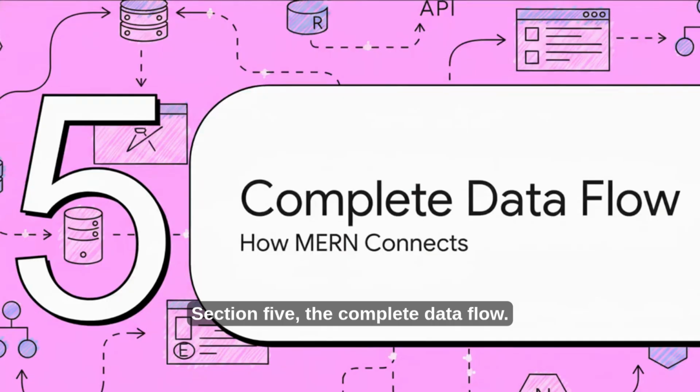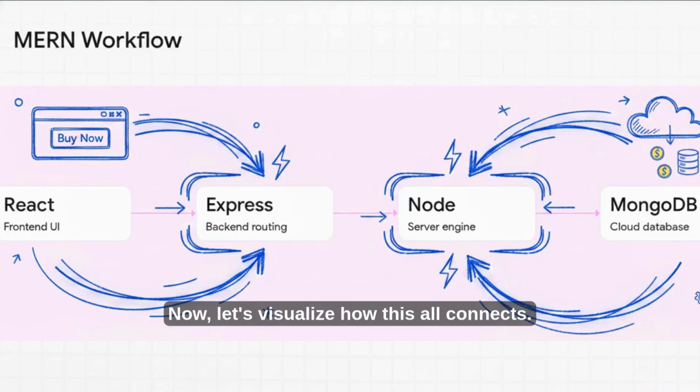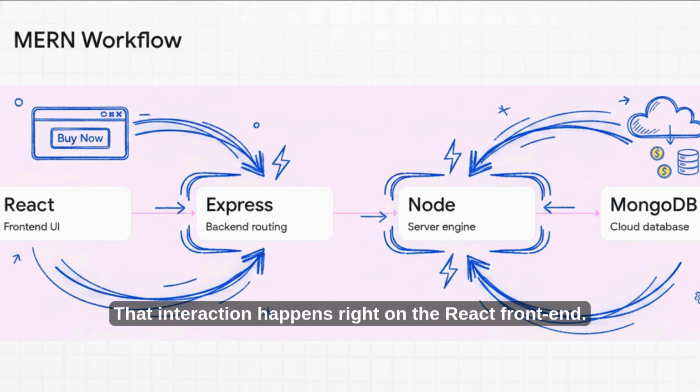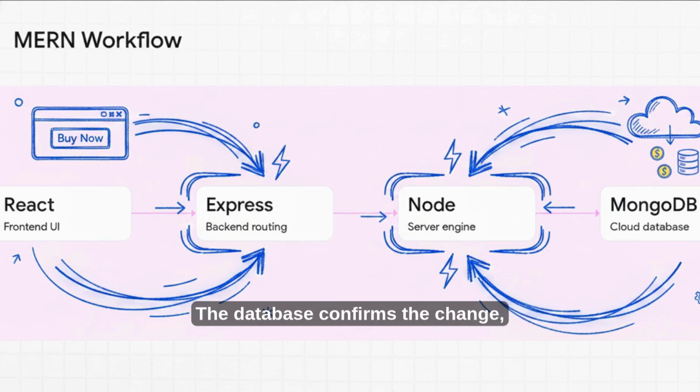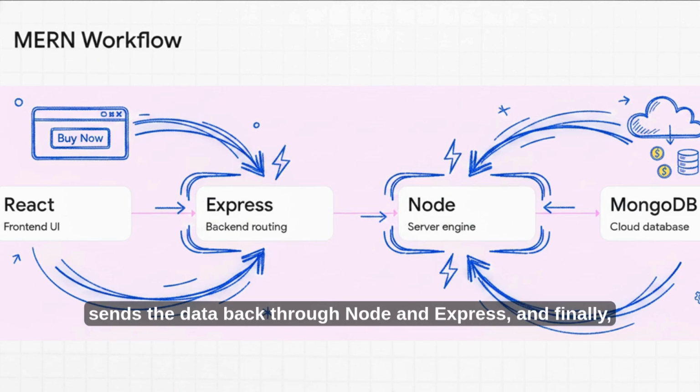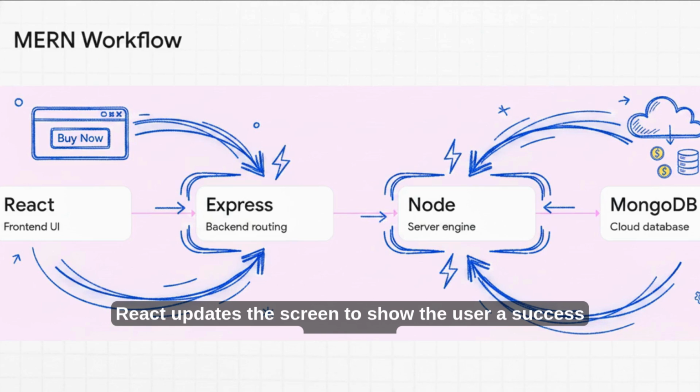Section 5, the complete data flow. Now, let's visualize how this all connects. Imagine a user clicks a Buy Now button. That interaction happens right on the React frontend. React instantly sends a request to the Express backend. Express, which is running on the powerful Node server, processes that request and talks to the MongoDB database to update the inventory or process the user's information. The database confirms the change, sends the data back through Node and Express, and finally, React updates the screen to show the user a success message. It's just a perfect continuous loop of communication.